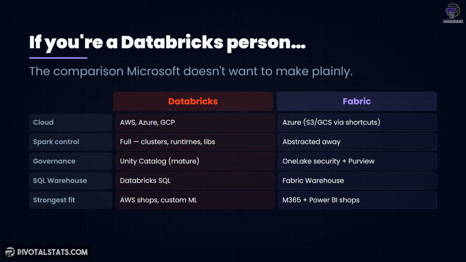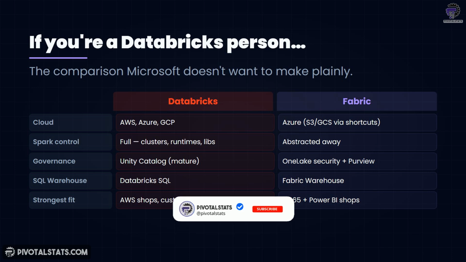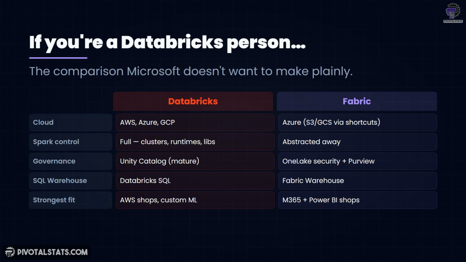analytics workloads. Databricks gives you significantly more control over Spark's configuration, cluster sizing, runtime version, and library management. Fabric abstracts most of that away. If you have engineers who tune Spark for a living, Fabric will feel restrictive. If you don't, Fabric will feel easier. Databricks has Unity Catalog for governance. Fabric has OneLake security with workspaces and item level permissions.